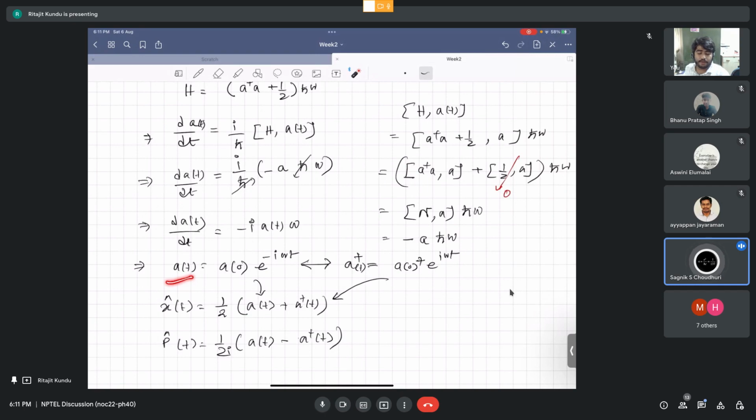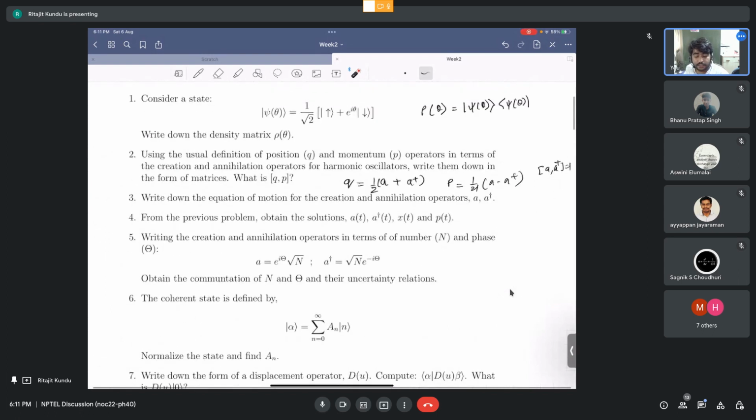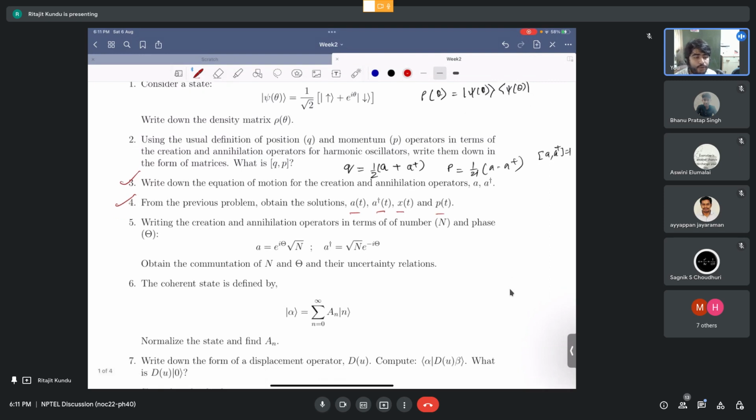So if you know the time dependence of the creation and annihilation operators, you can basically find the time dependence of any other operator. This is basically what the next question asks. So this we have done: we have written down the equation of motion for both the annihilation and creation operators, and we also know their time dependencies. You can plug those things in to find the time dependence of x and p as well. I think that is fine. At any point, if you have any confusions, you can unmute yourself and ask.